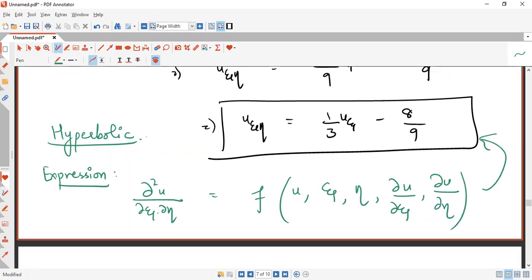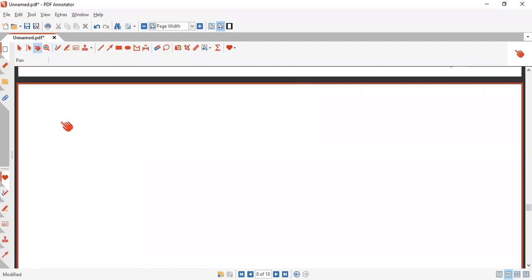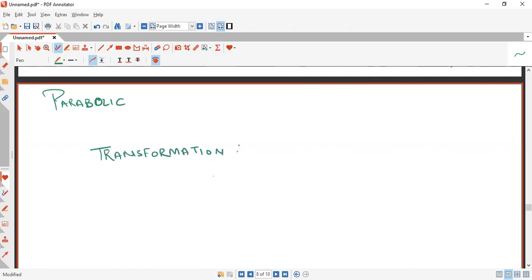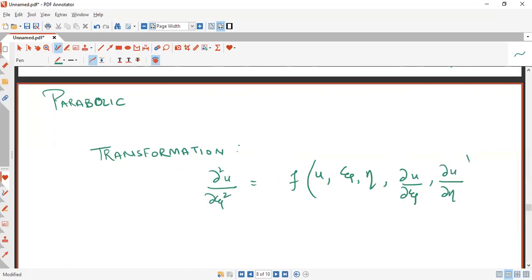Now let's talk about the parabolic transformation. I'll tell you for the parabolic transformation, I am telling it already to you. We are going to do the same steps as we've done for the hyperbolic expression. So parabolic transformation will have del square u by del xi square. That means again a function of u, xi, eta, del u by del xi, or del u by del eta, right?